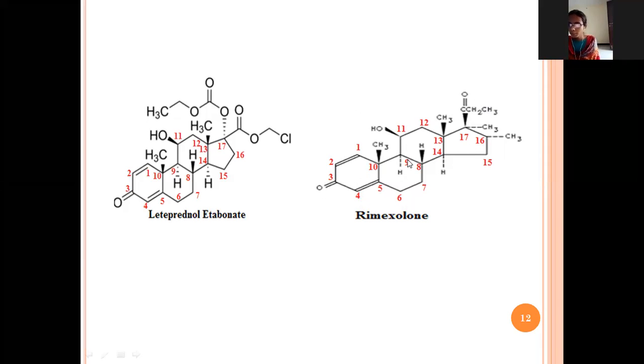See, this is a phenanthrene ring, cyclopentane. In the third position oxygen group is attached, in the 11th position hydroxyl group, in 10th, 13th, 16th and 17th position 4 methyl groups are attached, and here in the 17th position the propanol group is attached.